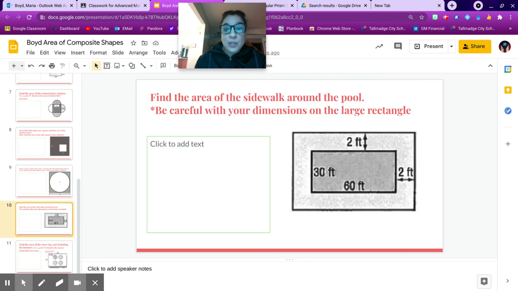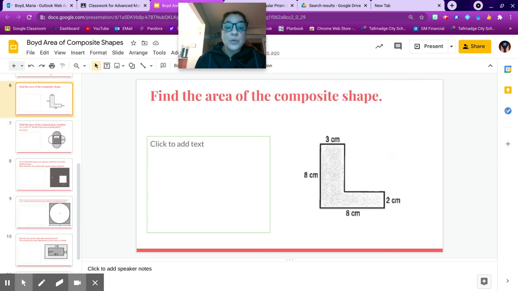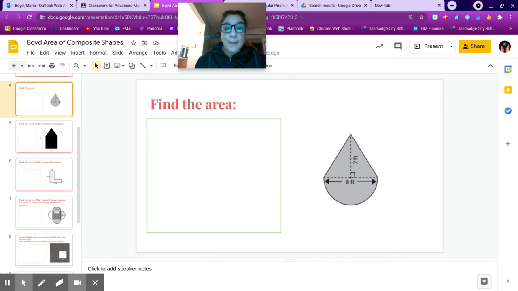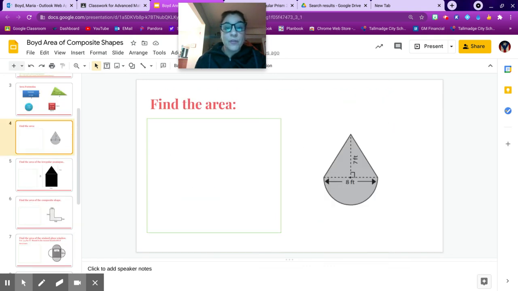Any that have circles, if it tells you to use 3.14 for pi, make sure that you use 3.14 for pi. If it does not state what to use for pi, you can use your pi button. As always, if your answers are close, I'm going to give it to you anyway. So don't stress too much about that. That's what you're doing today.